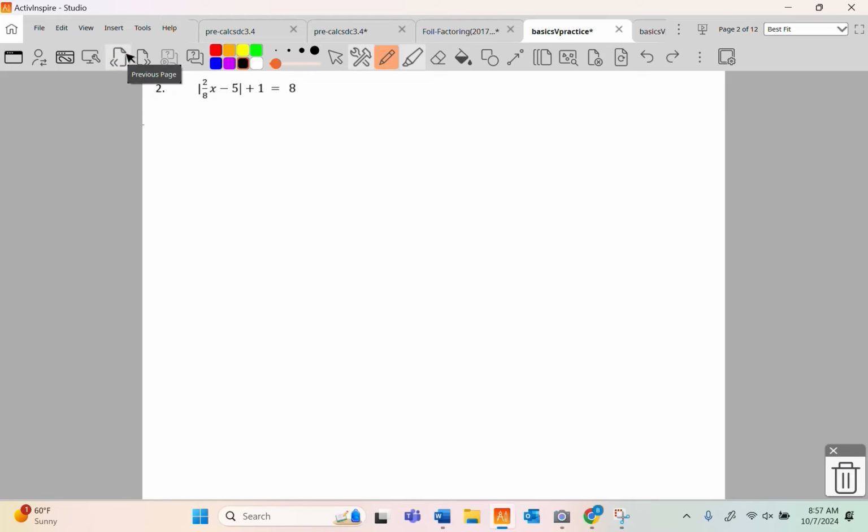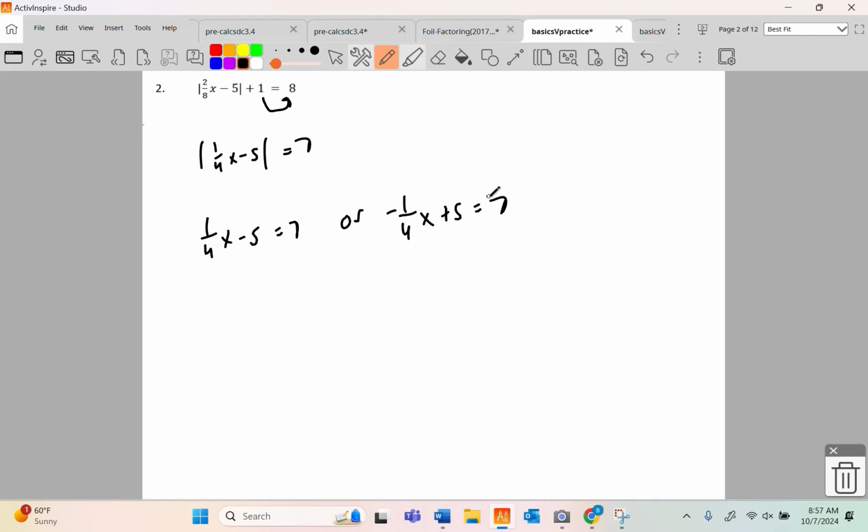Number 2, if I remember right, is an absolute value equation. And we're going to do the easy stuff first. The easy stuff is to subtract 1. So the absolute value of 1/4 x minus 5 is 7. Why did I write 2/8? Now I'm going to write two equations. 1/4 x minus 5 is 7, or change sign, negative 1/4 x plus 5 is 7. Notice how both signs change? That's how it works. That's just how it is.